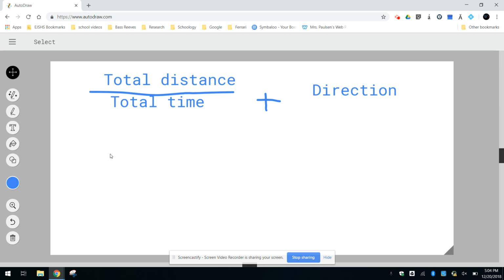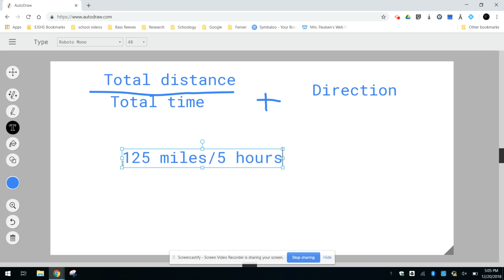So if we go back to our tour bus example, we would have 125 miles over 5 hours. And now we're going to add the direction. Say we're going from Savannah, Illinois to Chicago. 125 miles, you'd be going east. So the direction is east. So what do you think it would be? Pause, figure it out.